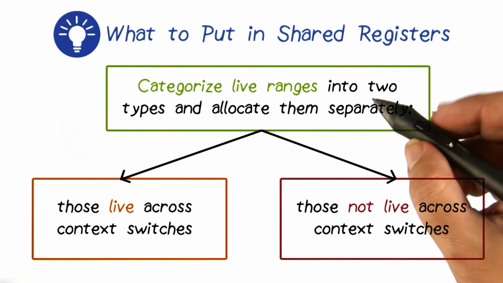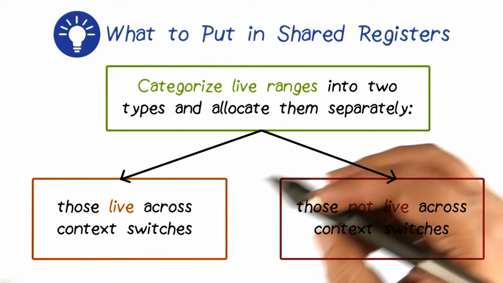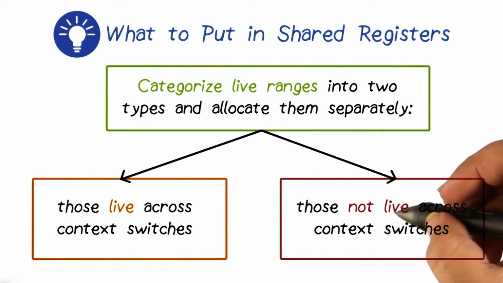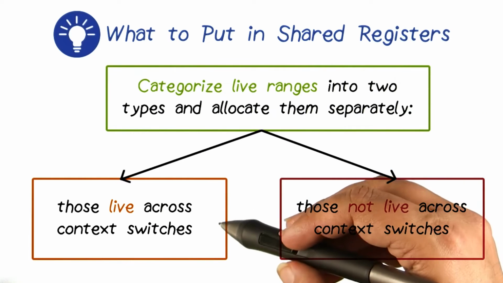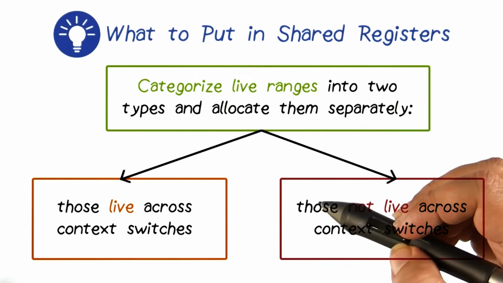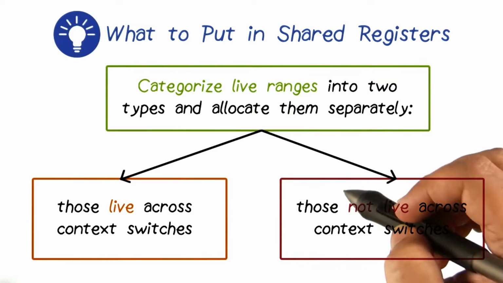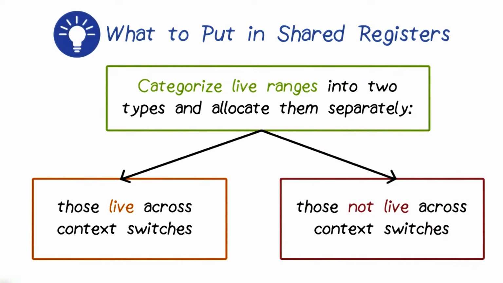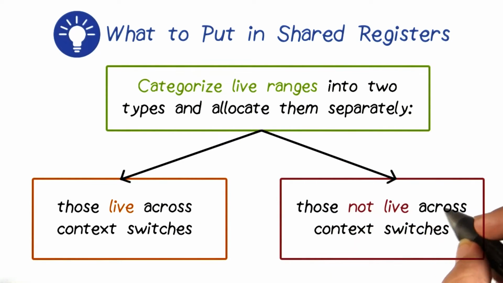So the first thing that we do here is categorize the live ranges into two types and allocate them separately. The ones which are live across context switches and the ones which are not live across context switches, we treat them totally differently. One we allocate out of a pool of shared registers, and the second one we allocate out of a pool of private registers. So the ones which are live across context switch ranges, where should they be allocated? They should be allocated in the private registers. The ones which are not live across context switches, where could they be allocated? They could be allocated in the shared registers.